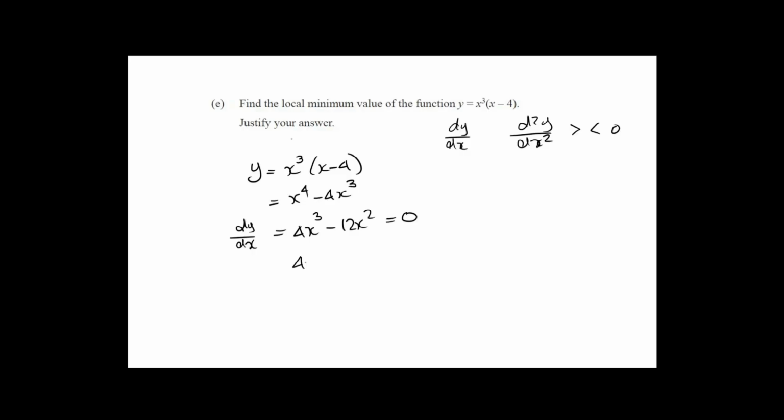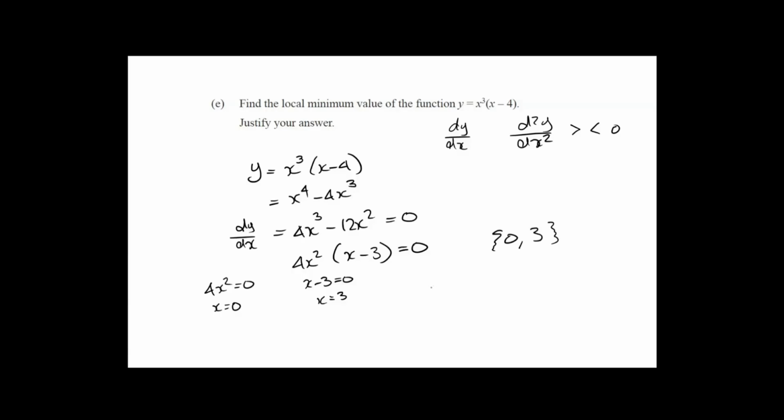Well, there's going to be a 4x squared that is a common term for both of those. So it's going to be 4x squared times x minus 3. And then for that, we can deduce that 4x squared equals 0, which means x equals 0 is one of the solutions. And x minus 3 equals 0 is the other solution. So x must be equal to 3. So the two solutions are going to be 0 and 3.